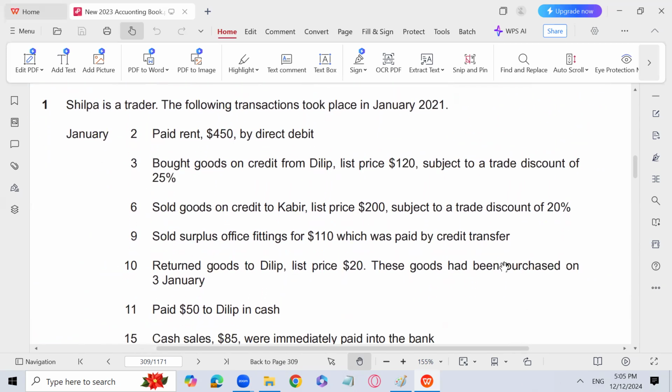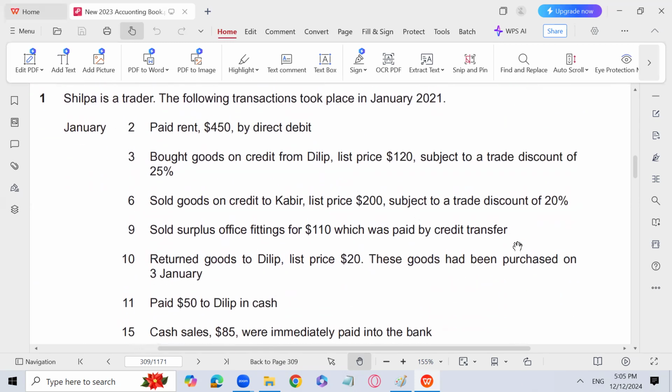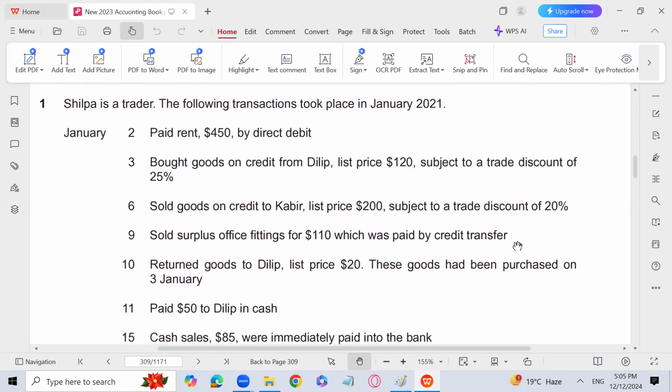Shilpa is a trader. The following transactions took place in January. I am going to pass the entries for you, though entries are not required, but just to make the question simpler and easier to understand, I would rather go for the entries. January 2, paid rent 450 by direct debit. Rent is an expense, so rent debit and bank credit, because direct debit means that the amount has been deducted from the bank. So rent debit and bank credit, it will go in the cash book.